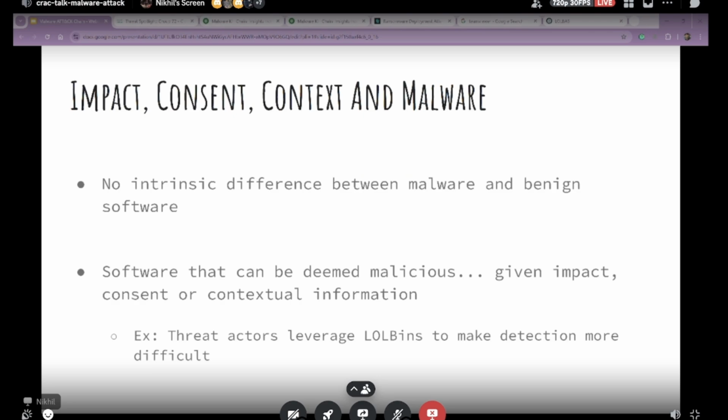In the industry, when you're trying to sell a particular anti-malware product to customers, they are going to be very, very concerned about your false positive rate, because their SOC analysts cannot look at 1,000 alerts every day. If it turns out that all of those 1,000 alerts are false positives, then it's a massive waste of time and money. So in summary, malware is malicious software given impact, consent, and contextual information.